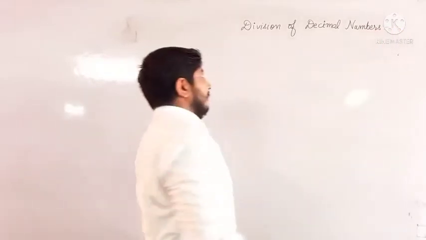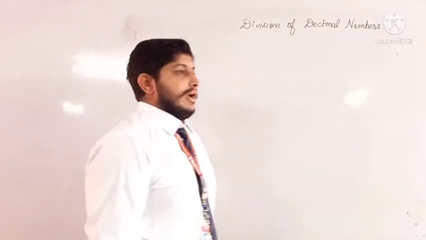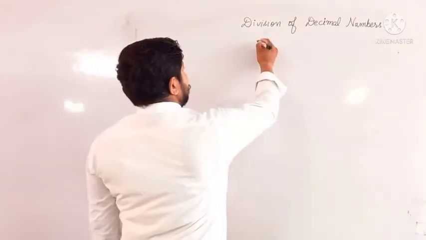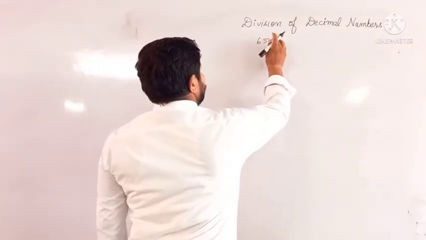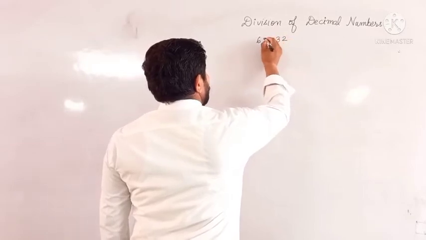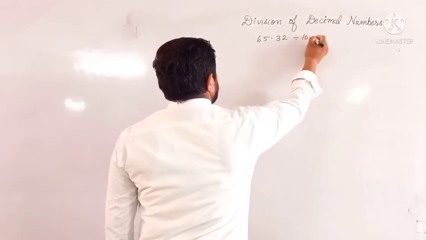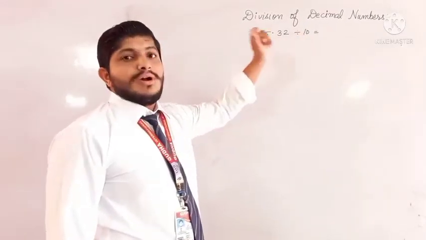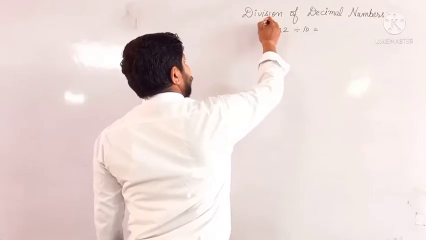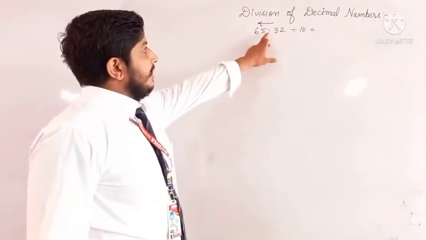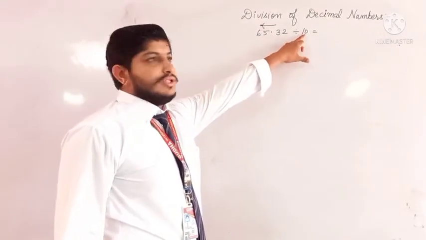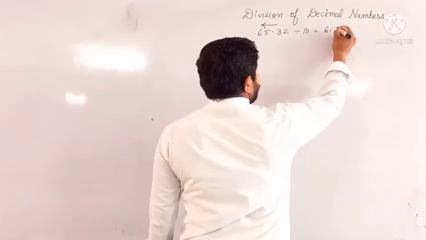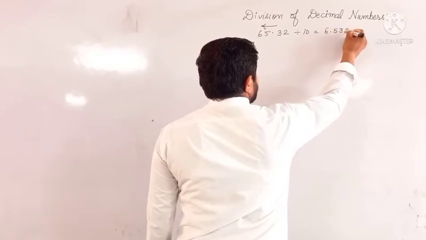How do we divide decimal numbers? How do we divide a number like 65.32 by 10? In division, the decimal goes towards the left. Here, how many zeros? One zero. So the decimal goes one digit towards the left. That is, 6.532 is your answer.